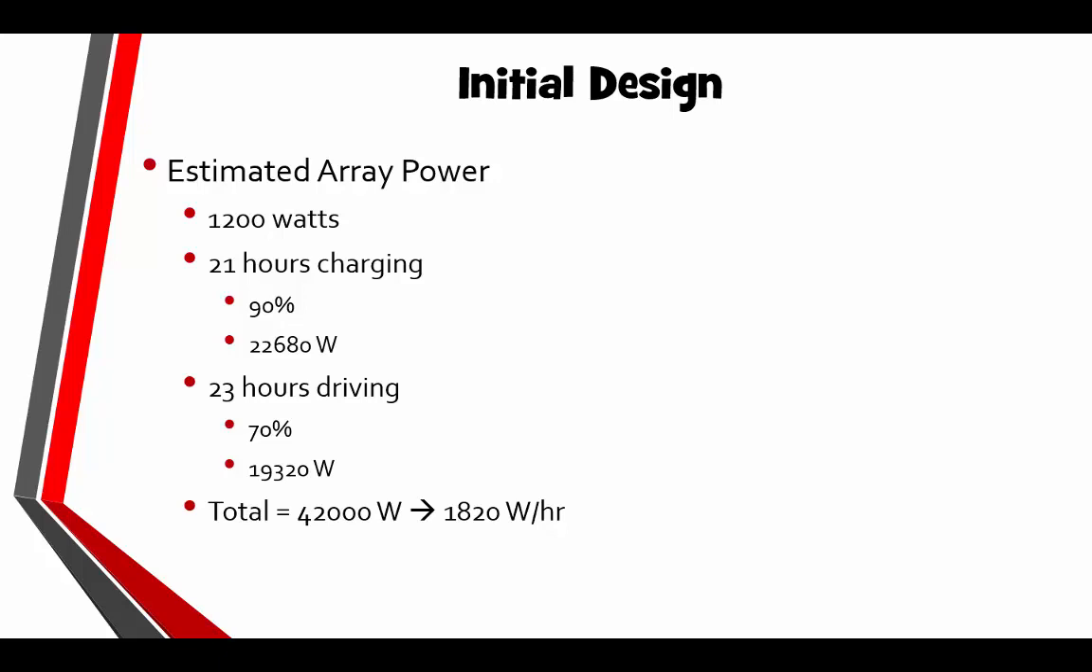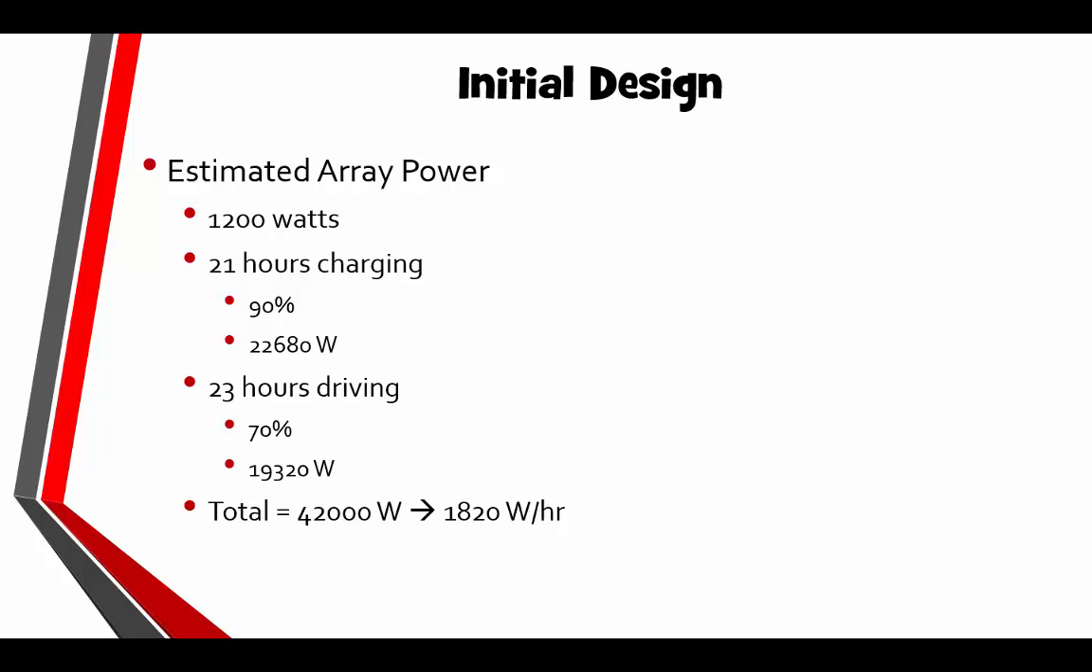And because we can face the panels directly at the sun, but there's going to be little things that misalign it or cause it to not be max efficient, we can assume that we will be charging at 90% efficiency. So we'll get 90% of that 1200 watts every hour. So if we multiply 21 hours times 1200 times 90%, that would give us a total of 22,680 watts during the charging time. We would be collecting over that 21 hours.